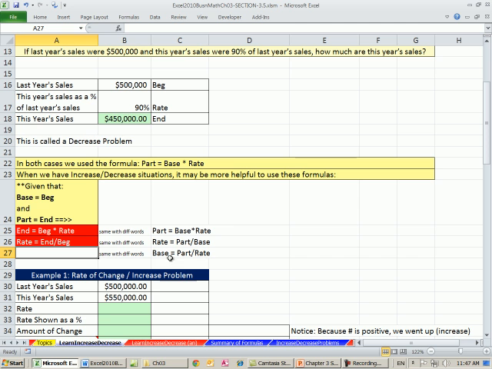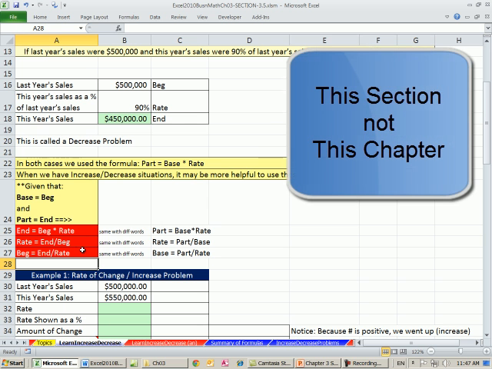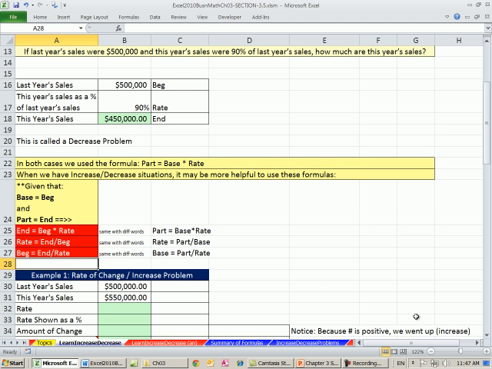And finally, if we're solving for base, oh, wait a second. The base, that's where we started, right? So that's the begin equals, oh, and the part, well, that's going to be where we end up each time, divided by rate. So these three formulas are how we will refer to our older formulas in this chapter. And again, the reason why is because then it's easier to figure out which is the end and which is the beginning. With increase, decrease problems, we're always moving from some amount to some other changed amount, whether up or down.